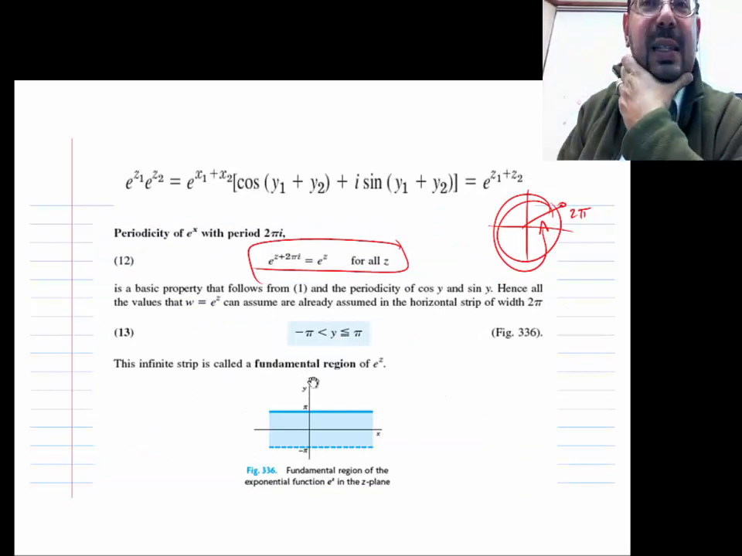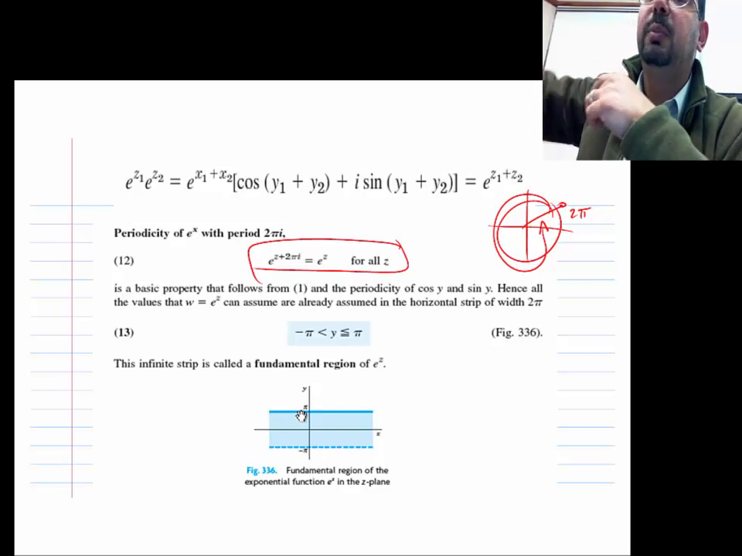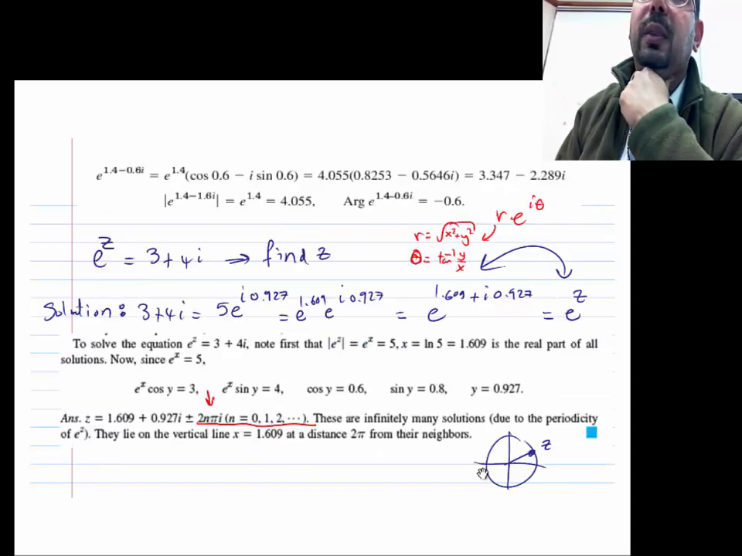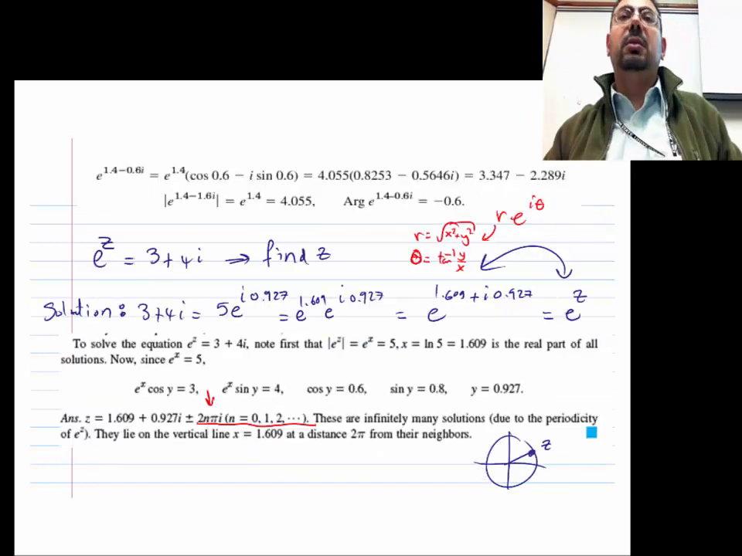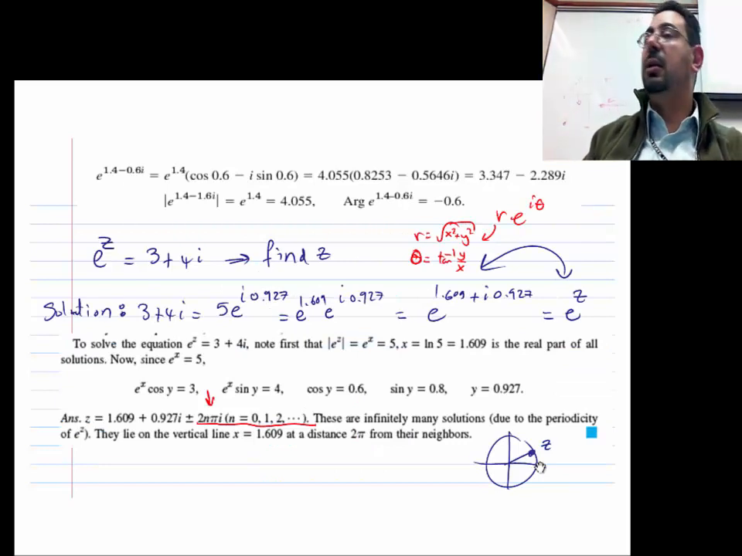So this is the fundamental region of e to the power z, basically from minus pi to pi, but after that it keeps repeating itself. Very good. So here is a typical problem: e to the power z is 3 plus 4i, find z.